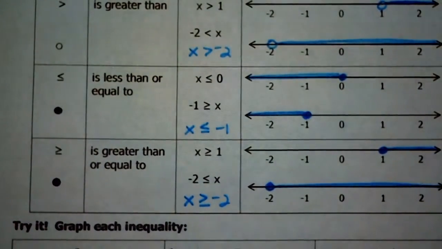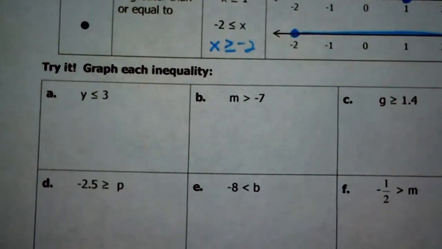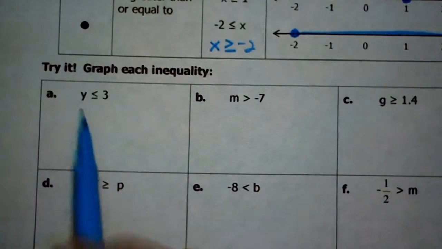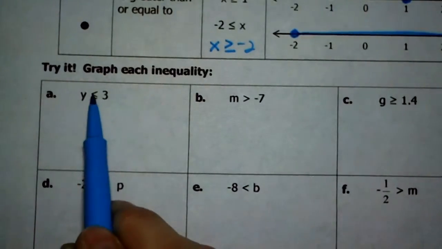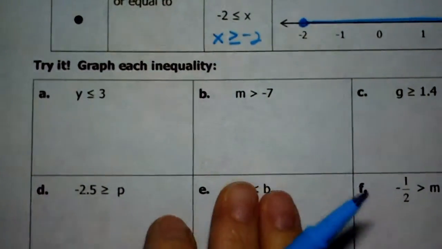All right, let's try a couple. Well, I guess you could pause and try a couple on your own. If not, you can keep going and do the examples with me. We're going to graph some of these, and they're all mixed up now. So the first one I have, y is, and it's pointing at the y, so that's less than or equal to 3. Zoom in a little bit here.